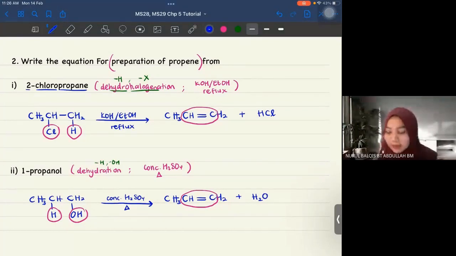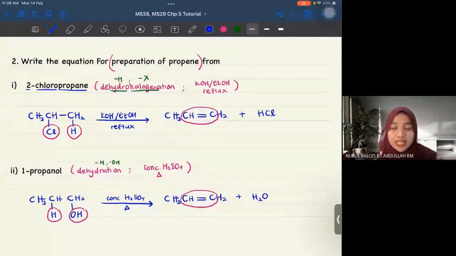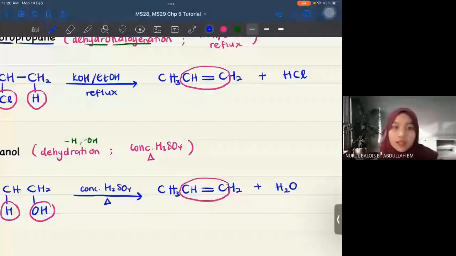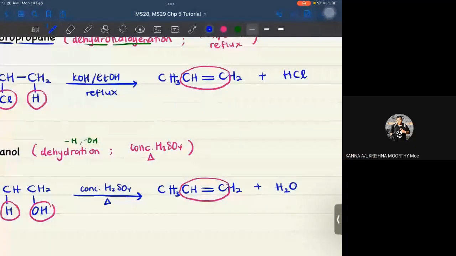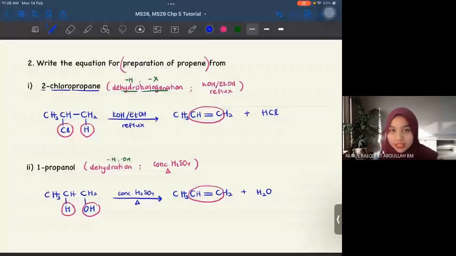Kena bagi tahu lah you remove apa. Kalau dia minta equations ke mana lengkap. Tapi usually lah side product ni dia tak fokus sangat, dia fokus pada your organic compound. Okay, Miss. Okay. Unless chemical test memang betul kena ada side product. Kalau yang lain tu selalunya dia tak tengok sangat lah yang side product tu.